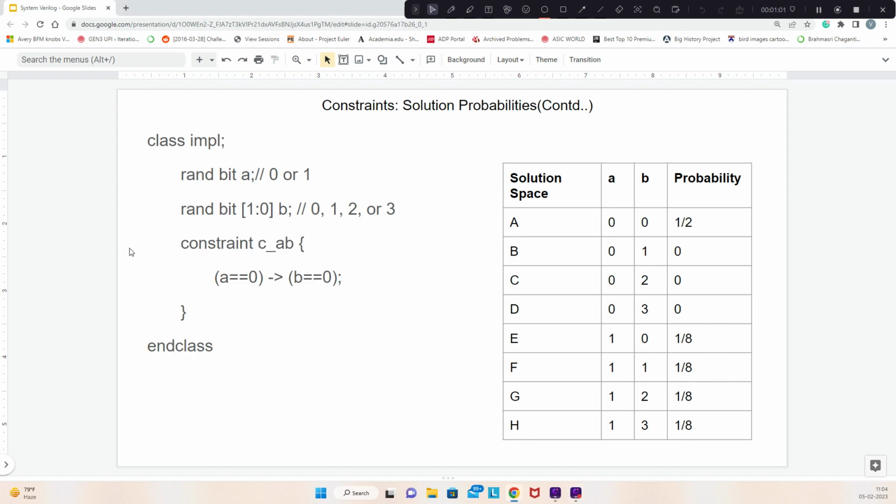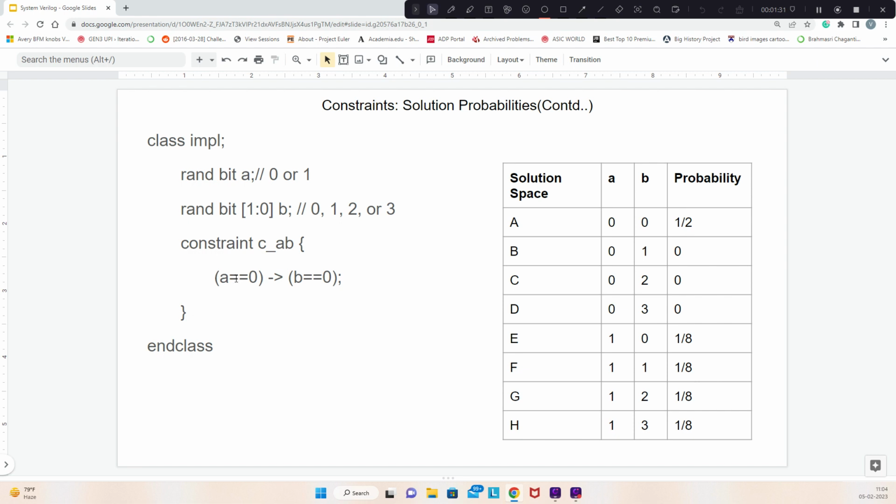Suppose let's look at another example where we have constrained the declared variables. Suppose we have constrained with the implication operator, where a is equal to 0, then b should be equal to 0. That means when a is 0, b must be 0, and the reverse is not possible, as we discussed in earlier videos. When a is 0, b should be 0.